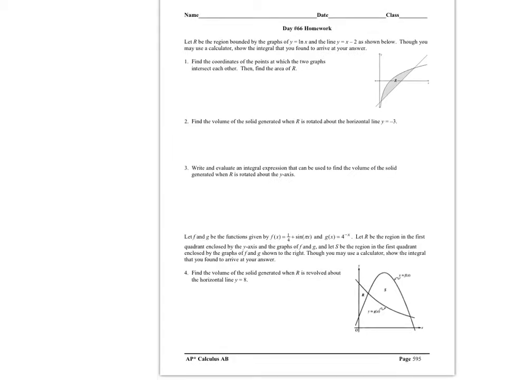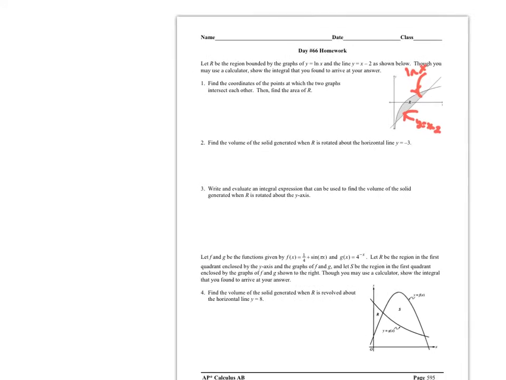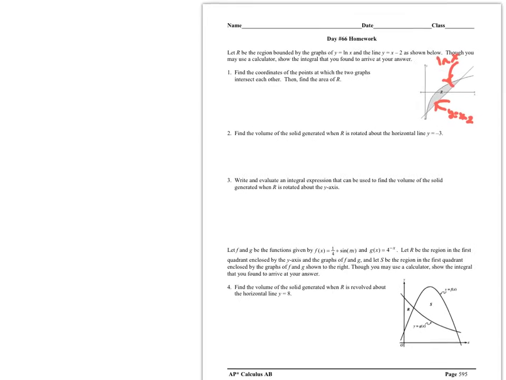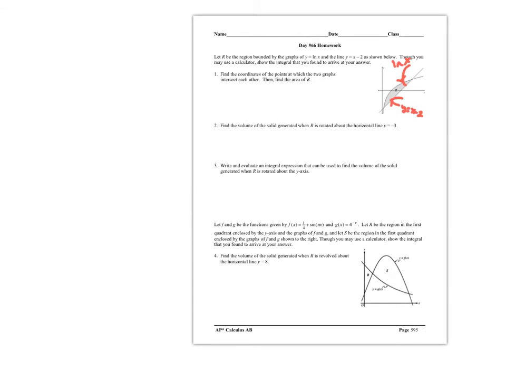So here's this beautiful shape. I'm guessing this must be my line, y equals x minus 2. I'm guessing this is my curve, which is the natural log of x. That would make sense, that would be the curve. And that would be the line. What is he saying in A? Find the intersection, because he didn't give it to us.